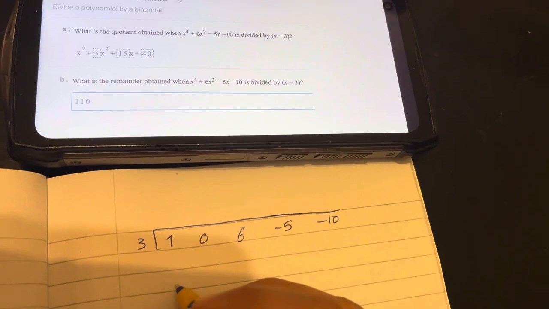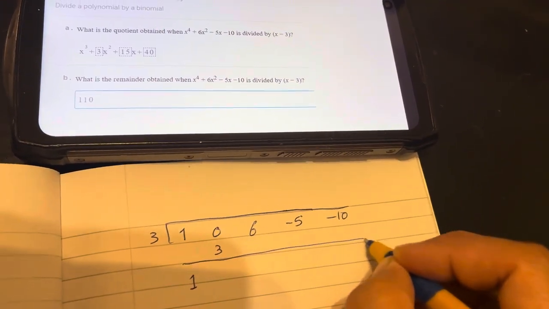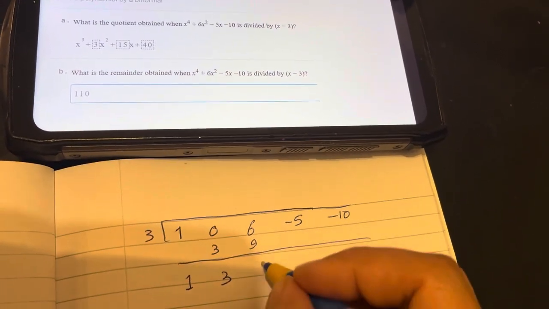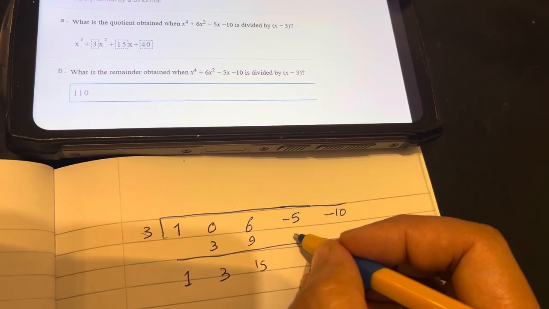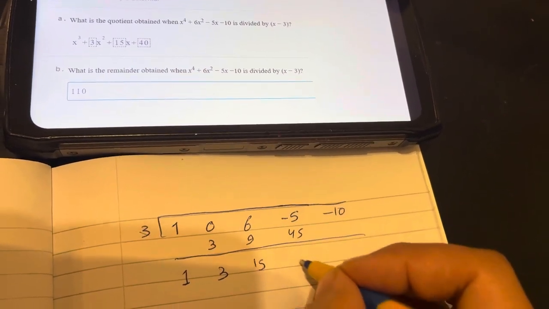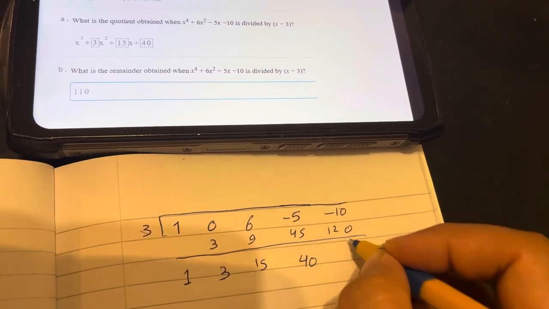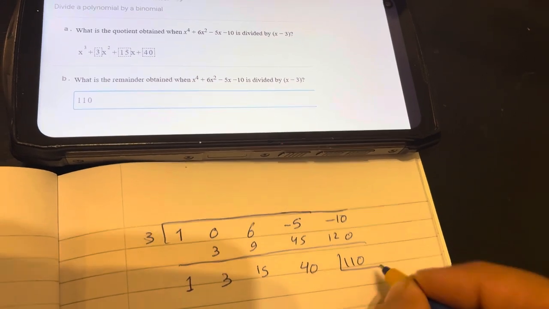So I'll put the 1 down. 1 times 3 is 3. 3 plus 0, 3. 3 times 3 is 9. 9 plus 6, 15. 15 times 3 is 45. 45 minus 5 is 40. 40 times 3 is 120. 120 minus 10 is 110. And this is the remainder.